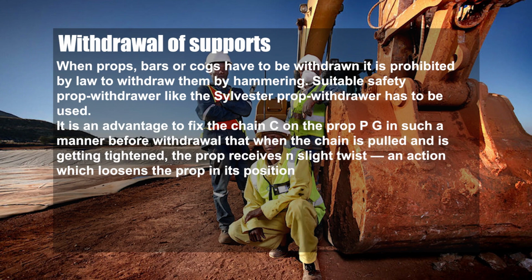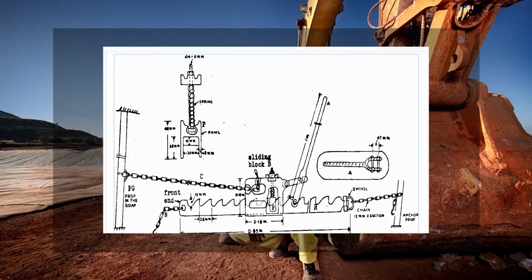It is an advantage to fix the chain C on the prop P in such a manner before withdrawal that when the chain is pulled and is getting tightened, the prop receives a twist and slides, an action which loosens the prop in its position. Look at the figure. This is the general procedure of withdrawal of supports.